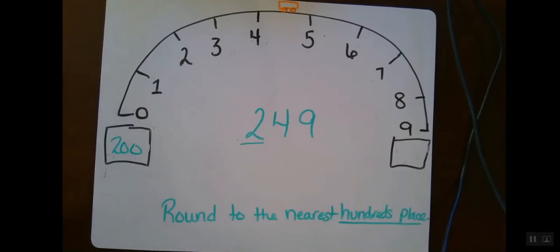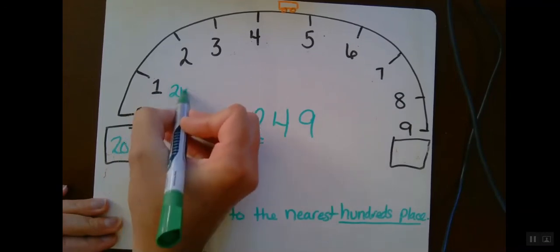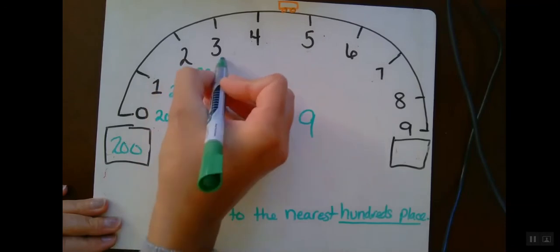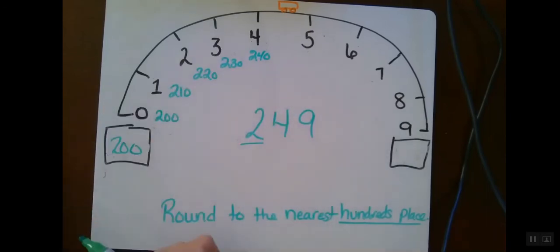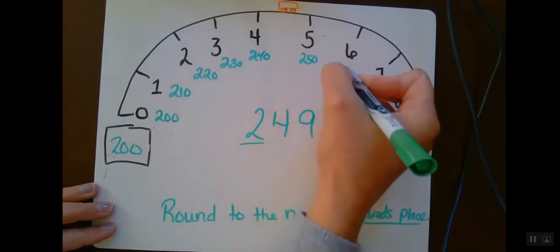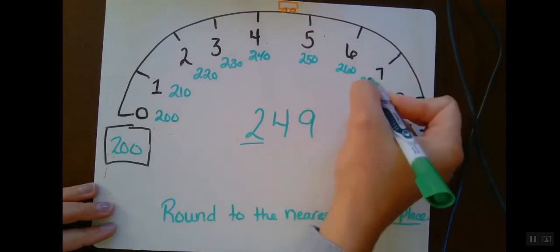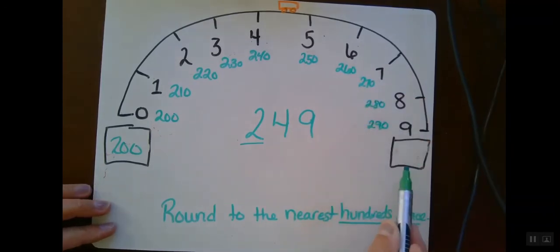Now, when we number around our chart, we're going to jump ahead and round by counting by tens. So we have 200, 210, 220, 230, 240 on the left-hand side. And then on the right-hand side would be 250, 260, 270, 280, 290, and what would go in this box?